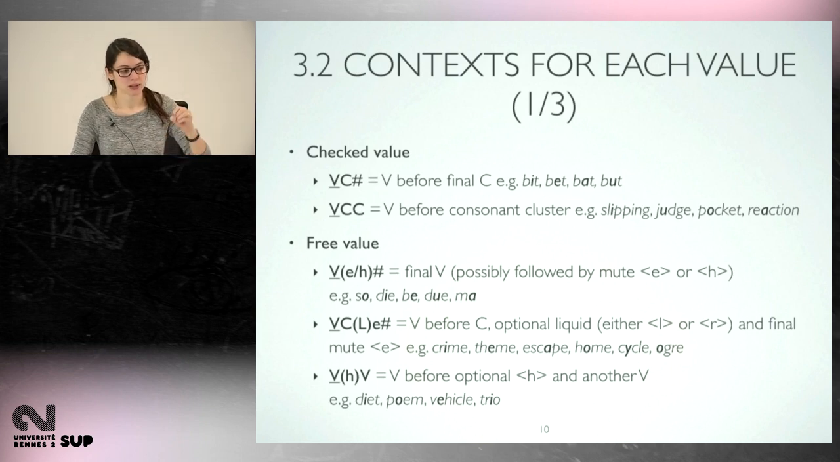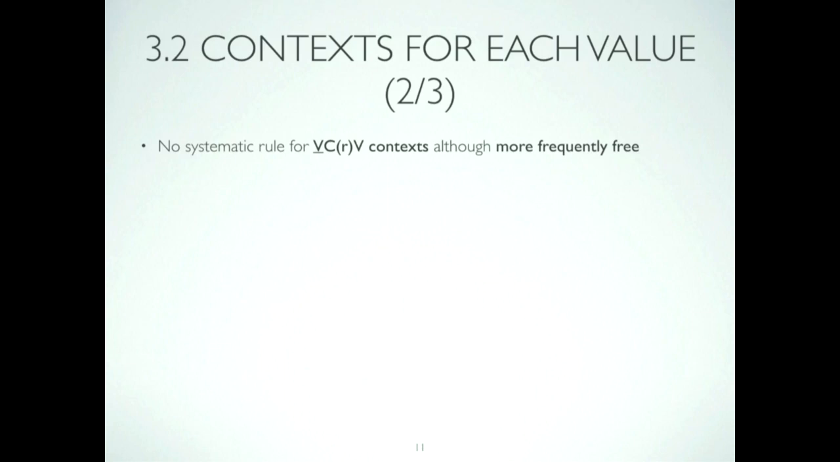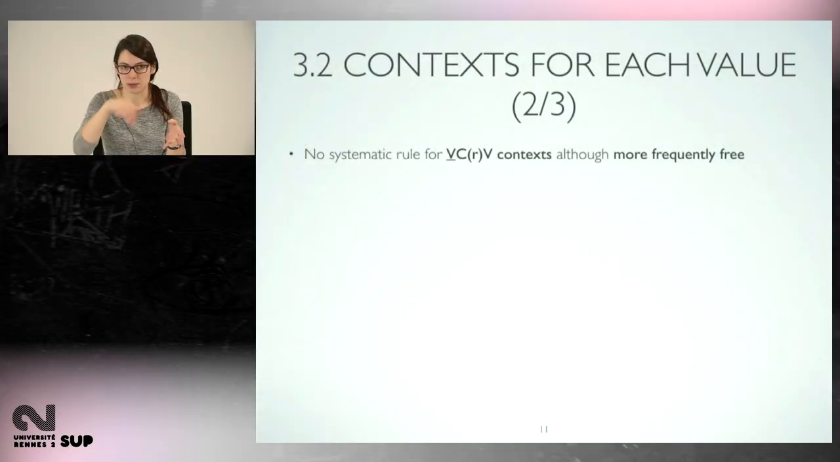So these are the main contexts for the checked value on the one hand and the free value on the other hand. There is a last type of context, which is a bit more problematic, and for which we can only give tendencies. And that's the VCV context, possibly with an R in between. That is when the vowel is followed by a single consonant, followed by another vowel, in the middle of a word. In these cases, there is no systematic rule that allows us to say that the vowel is going to be free or short, or checked.